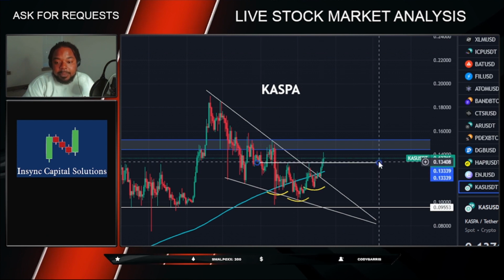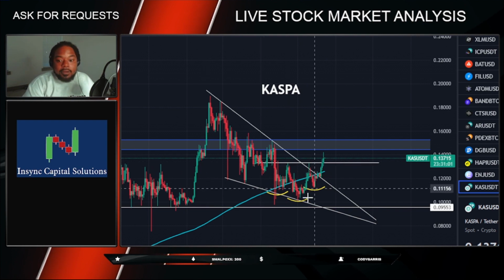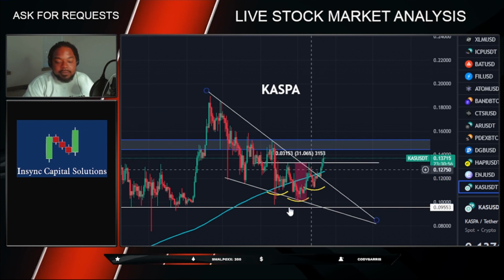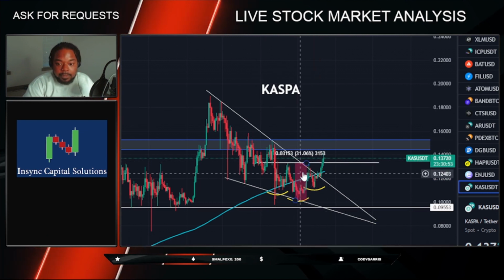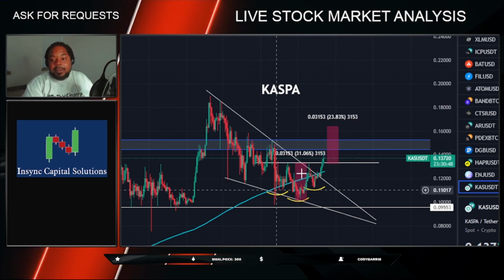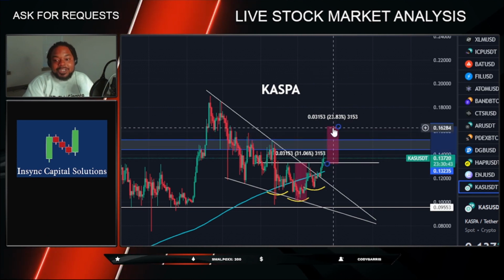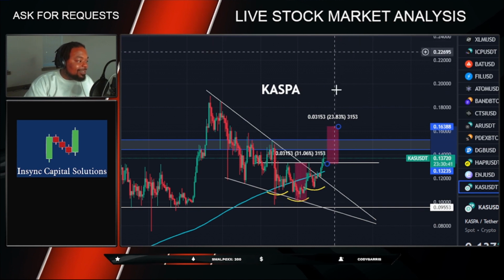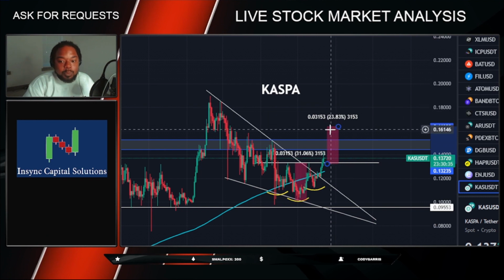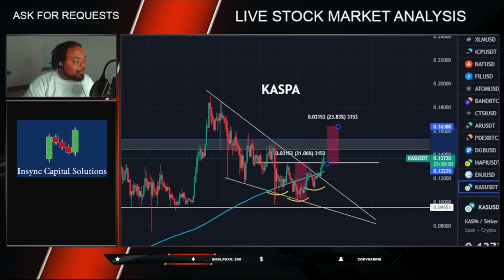So that would be the neckline, which you just broke here today, and you will measure from the bottom of the head to the neckline. This would be a more conservative approach, and you apply that to the breakout. And so with that inverse head and shoulders, your measured move, your target would be up here at 16 cents. So you're looking at anywhere between 16 cents, which would be a 23% ROI, all the way up to 18 cents, which would be a 55% ROI return on your investment.